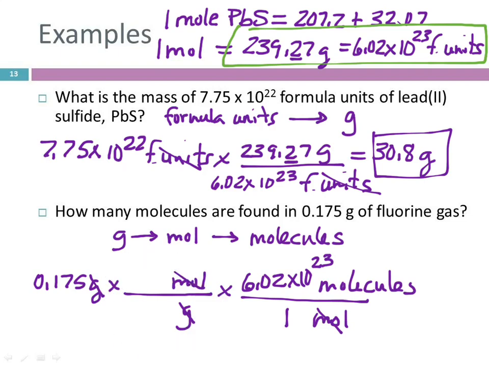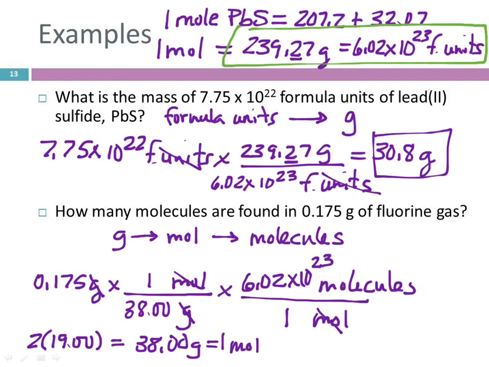Relationship between grams and moles we get from the chemical formula and the periodic table. Fluorine gas, fluorine is an element. Is it a diatomic element? Yes, it is. So the molar mass for fluorine is 2 times the atomic mass. So 38.00 grams is equal to 1 mole. So I'm going to have 1 mole and 38.00 grams.